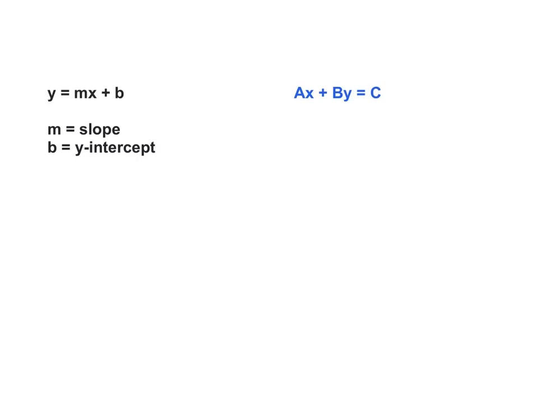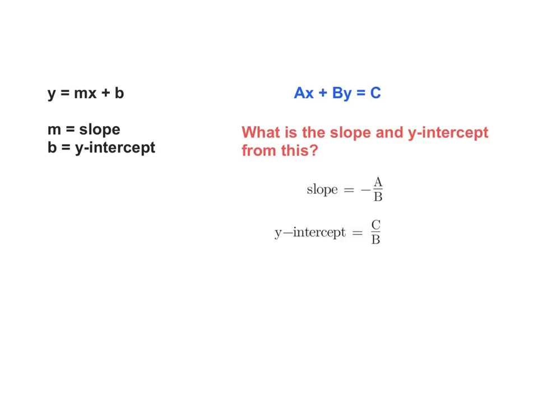Here's the slope and the y-intercept when it's in standard form. Okay, what's the slope and y-intercept? I just asked that. Slope is negative A over B. The y-intercept is C over B. Every time. And the slope is always negative. Now, if A is already negative or B is already negative, okay, then the sign will change.